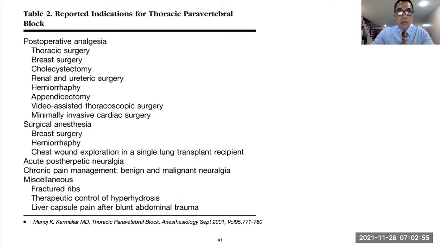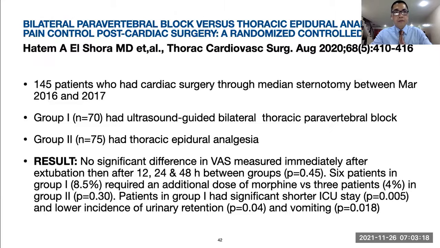This table is a recommended use of thoracic paravertebral block, according to Dr. Mark Karmakar. It could be used for postoperative analgesia, surgical anesthesia, acute post-arthritic neuralgia, chronic pain management, fractured ribs, therapeutic control of hyperhidrosis, and liver capsule pain after a blunt abdominal trauma.